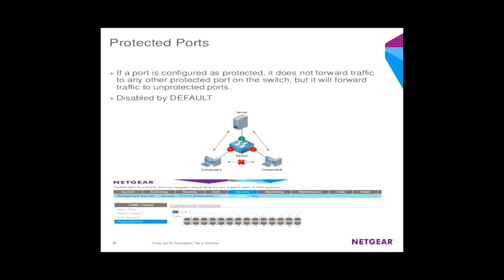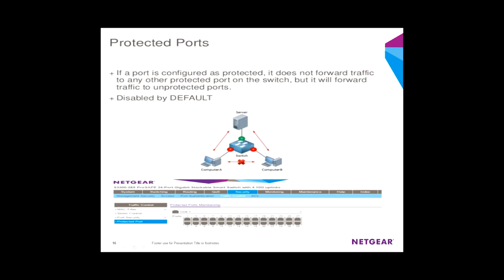What protected ports do, in the image that we are showing, sorry for the quality of this image, it's not that great, but it's really self-explanatory: computer A and computer B with protected ports cannot talk to each other, but they can talk to the server. So that's another way that we can limit the exposure of getting other computers infected in our network. And the biggest benefit of protected ports is how easy they are to implement.